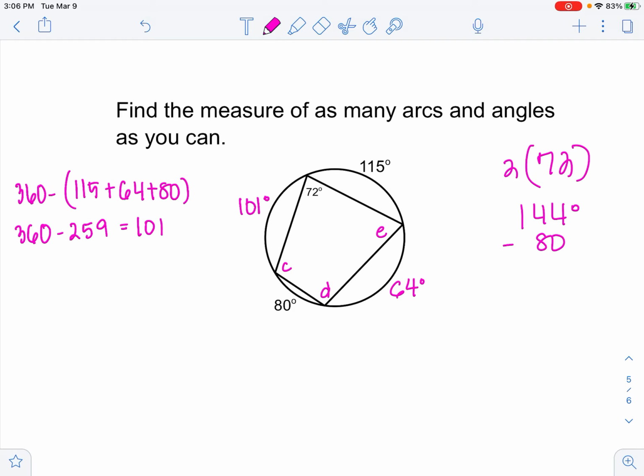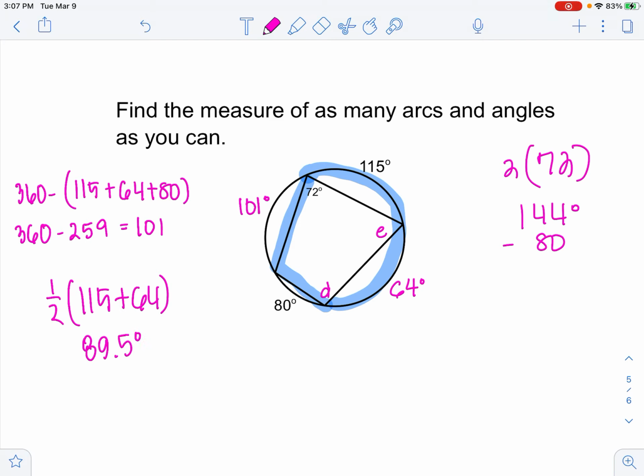If I have all the arcs, I'm going to be able to find all the angles. So just pick one to do first. I'll do alphabetical order just because. I'm going to find C first. If I trace C right here, here's C. Its intercepted arc goes from this point to this point, so it's half the measure of that arc. That arc is 115 plus 64, and I have to take half of it. 115 plus 64 is 179, and half of it is 89.5 degrees. So angle C is 89.5 degrees.